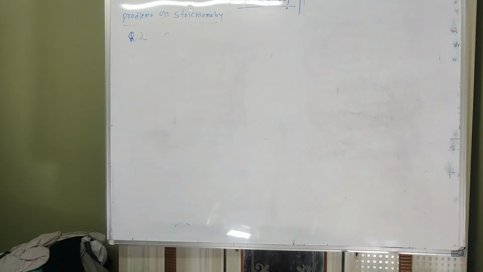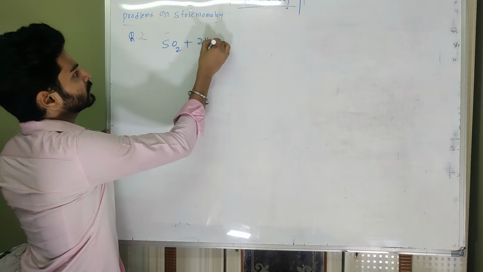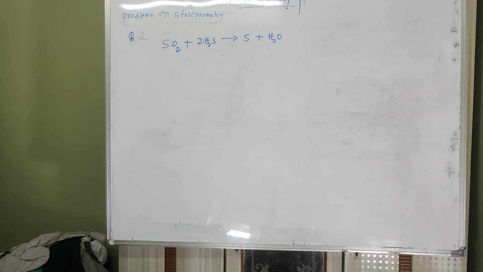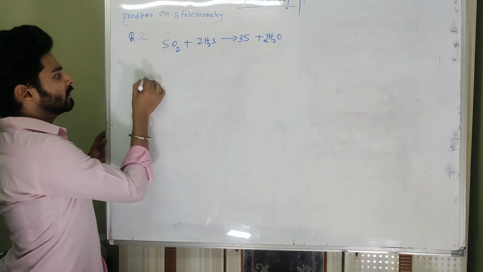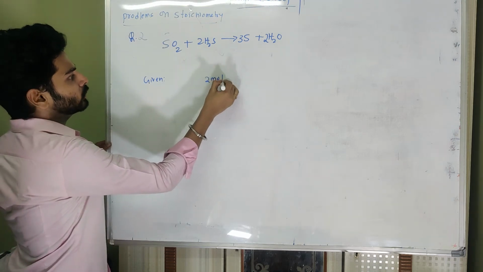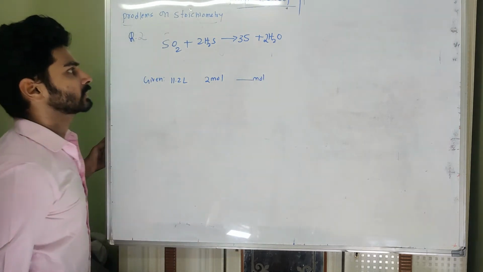Look at the next question, where it is said: 2 moles of hydrogen sulfide and 11.2 liters of SO2 at NTP react to form X moles of sulfur. What is X? Here the equation is given to us: SO2 plus 2H2S giving us sulfur plus water. The equation is already in balanced form. The given data is 2 moles of H2S and 11.2 liters of SO2, and we are asked to calculate how many moles of sulfur.